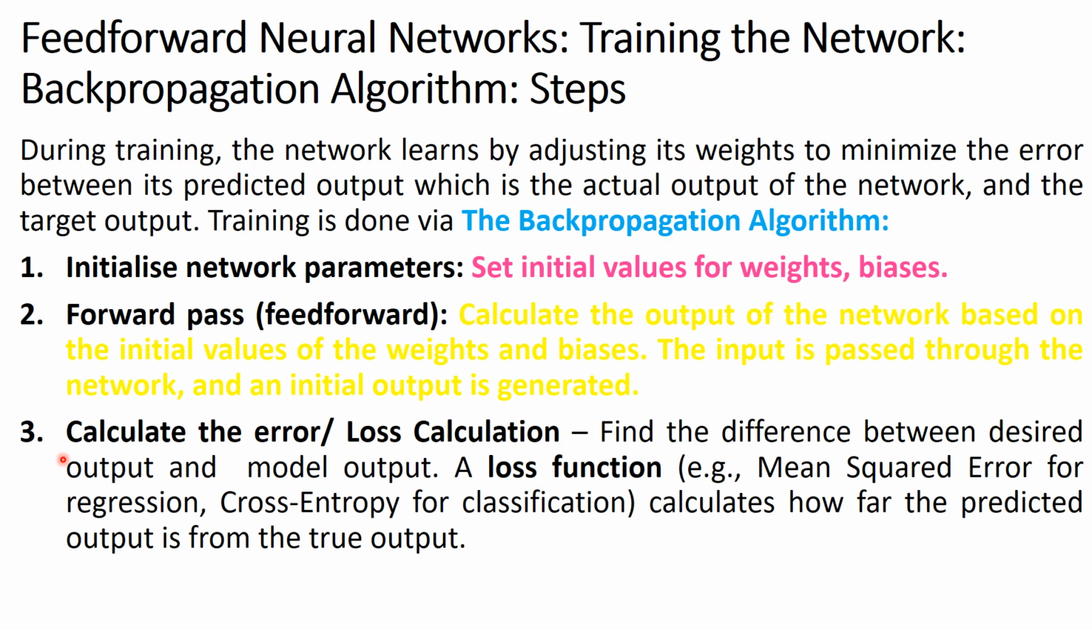Three, calculate the error or loss calculation. Find the difference between desired output and model output. هنا بنحسب الفرق بين الاوتبوت المطلوب والاوتبوت اللي حسبته الشبكة or a model output. A loss function, for example, mean square error for regression and cross entropy for classification, calculates how far the predicted output is from the true output.